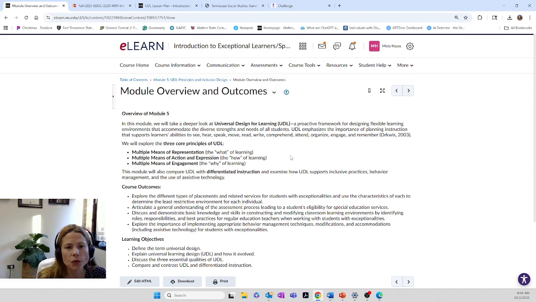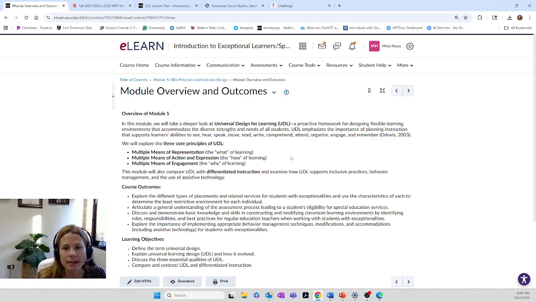And so when you are using UDL, this is a framework, it allows you to create a flexible learning environment. And that is going to really help you with planning your instruction, looking at what do they see in your classroom? What are they hearing? The conversations from you and their peers. How do they speak? How do they move throughout the classroom? What are they reading? What are they writing? Do they seem to understand or comprehend?